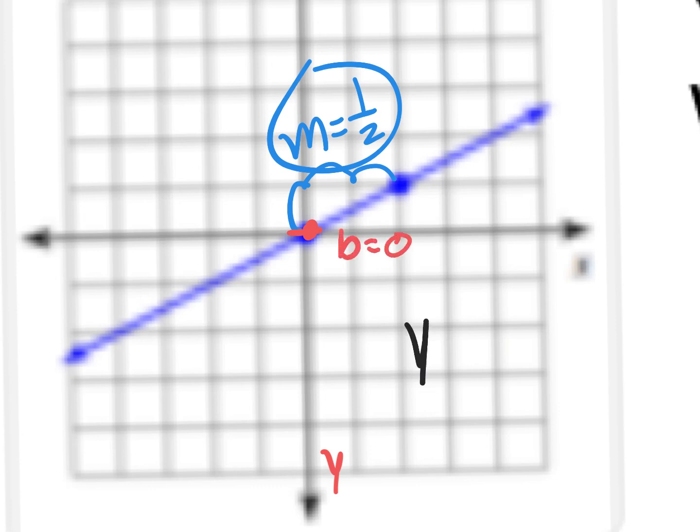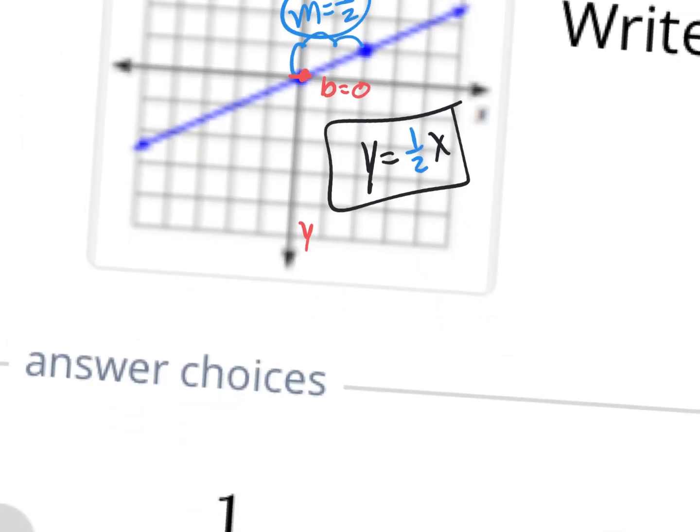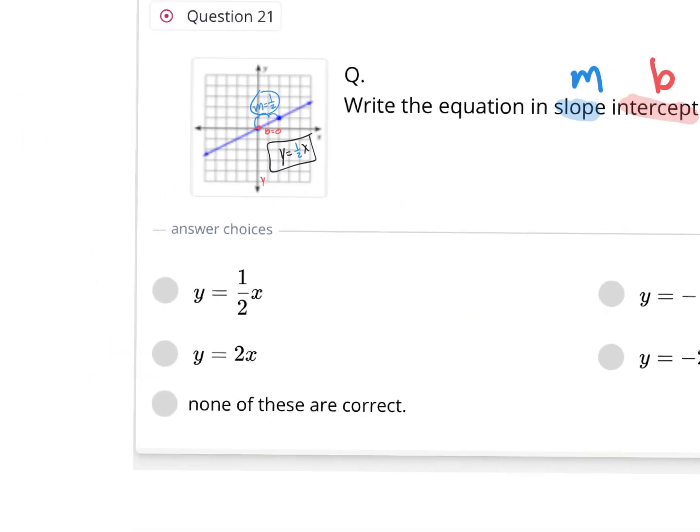So what is your equation? Y equals 1/2 x plus 0, which you don't even need the plus 0. So there's your answer, y equals 1/2 x. And that is the correct answer right there.